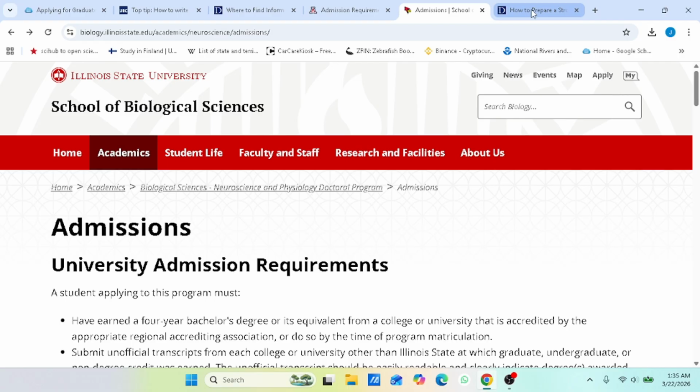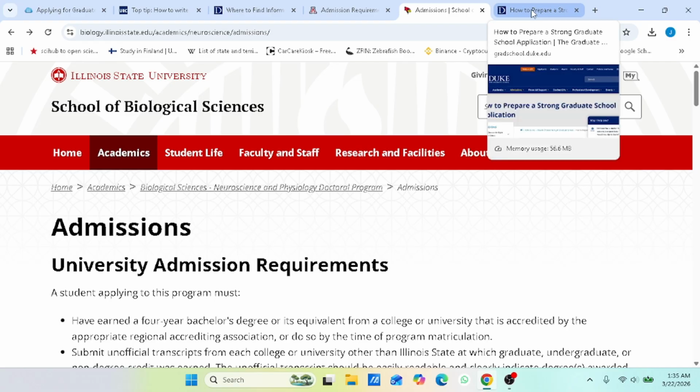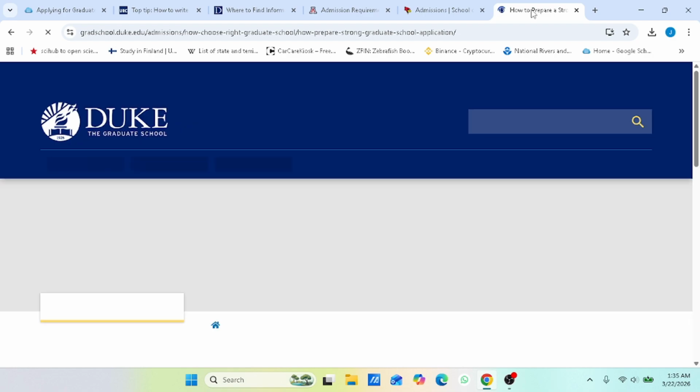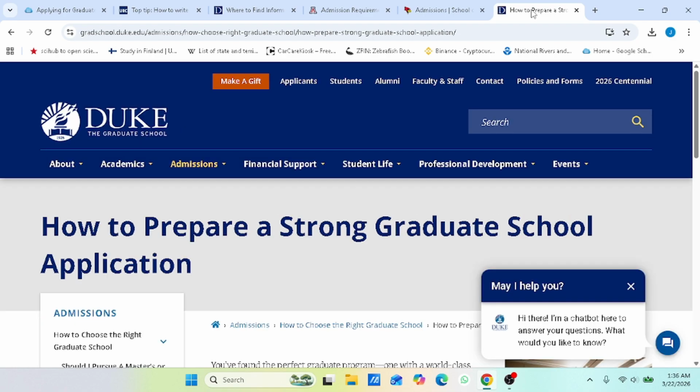Next is how to prepare a strong application to graduate school. Sometimes they call it a competitive application, sometimes they say a strong application, but basically they all mean the same thing. An application that stands out, an application that increases your chances of being admitted. This is from Duke University again in the US. How to prepare a strong graduate school application.